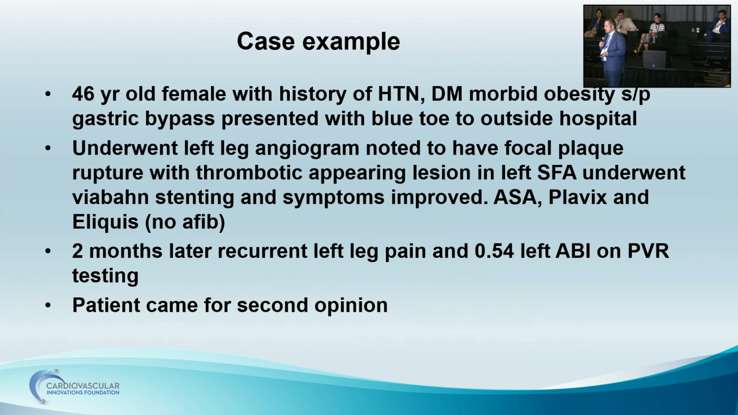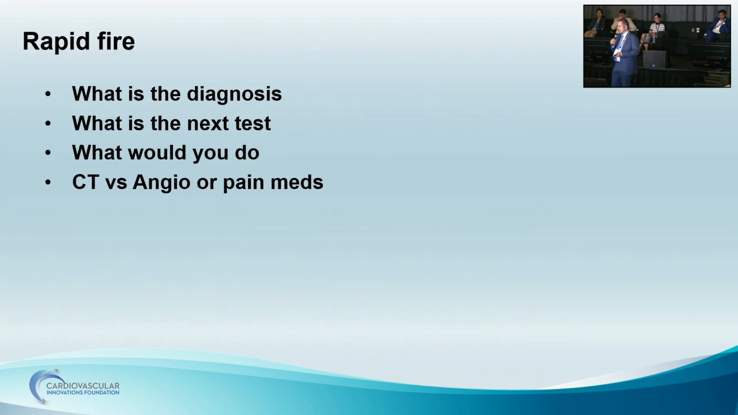Two months later, she comes back with leg pain and an ABI of 0.54. So it is not acute leg ischemia, or ALI, but an acute or subacute occlusion of the Viabahn. I think it's very important to understand the difference when you have a stent occlusion, comparing a covered stent versus a non-covered stent. When a covered stent closes, especially this acutely, it's usually a thrombotic occlusion.